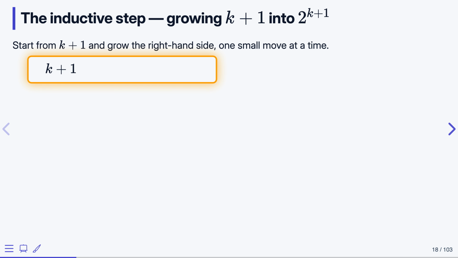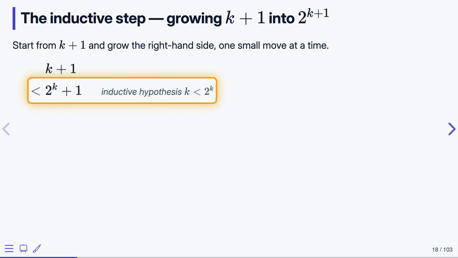We start at k plus 1. Step 1. The hypothesis says k is less than 2 to the k. Swap k for 2 to the k and keep the plus 1. So k plus 1 is less than 2 to the k plus 1.